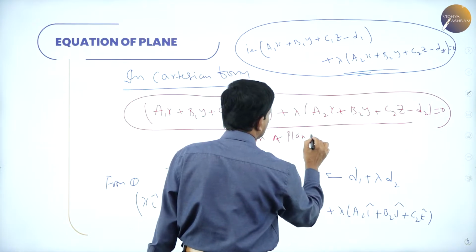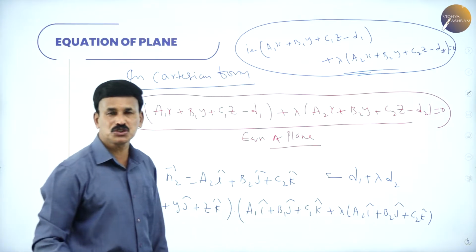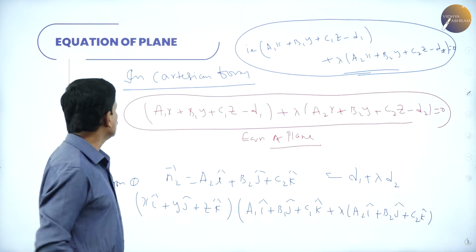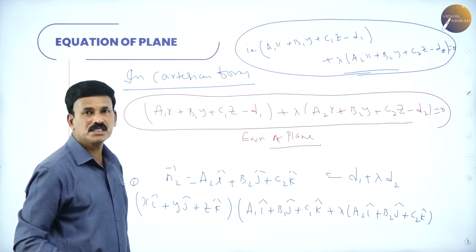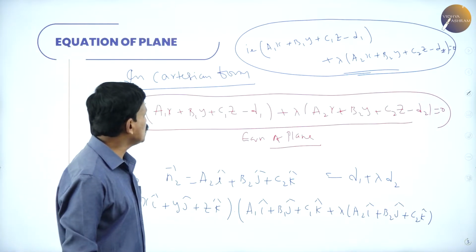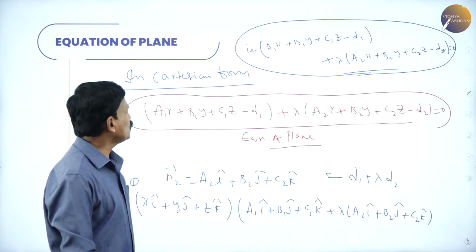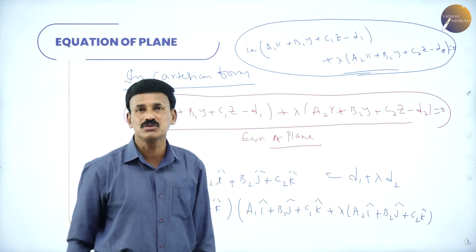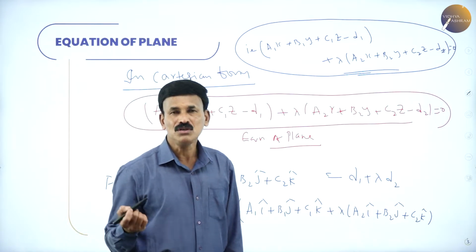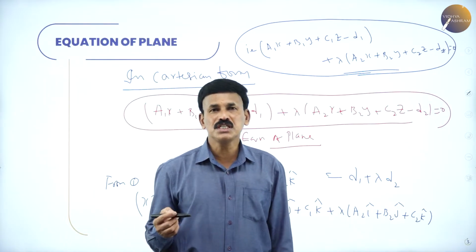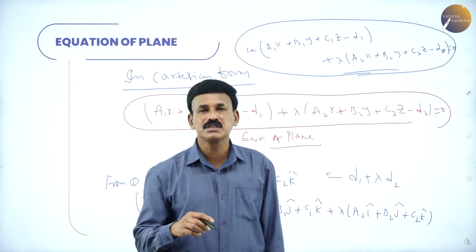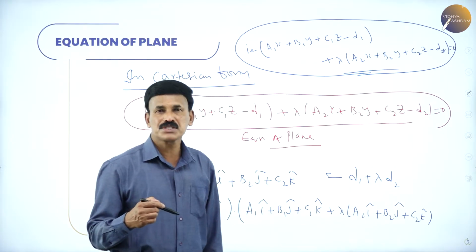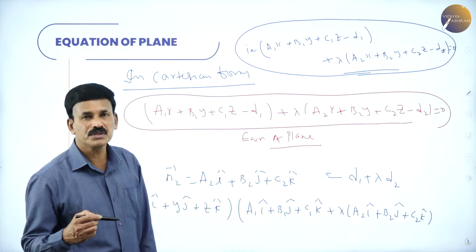Equation of the plane passing through the intersection of the two planes pi1 and pi2 in the Cartesian form is a1x plus b1y plus c1z minus d1 plus lambda into a2x plus b2y plus c2z minus d2 is equal to 0. That's it. Hope you followed this. So usually you may expect a problem based on this concept. Now let me take the problems based on this. The problems are very, very important.